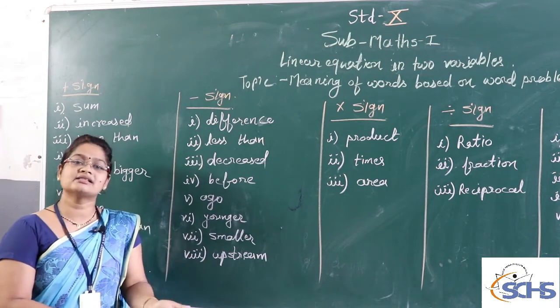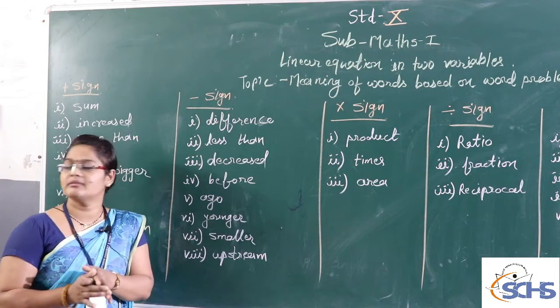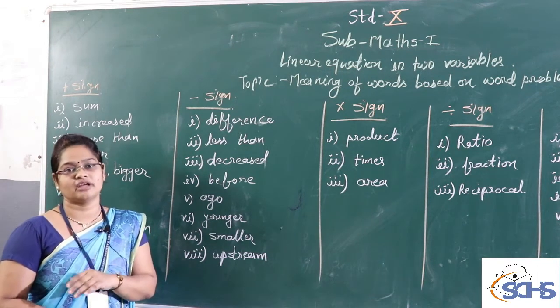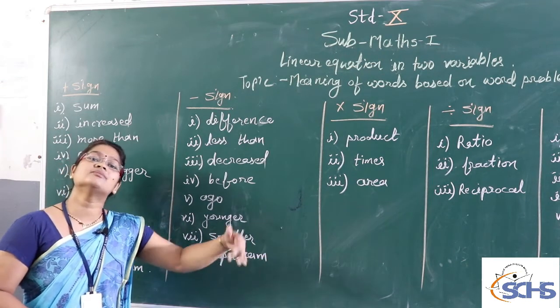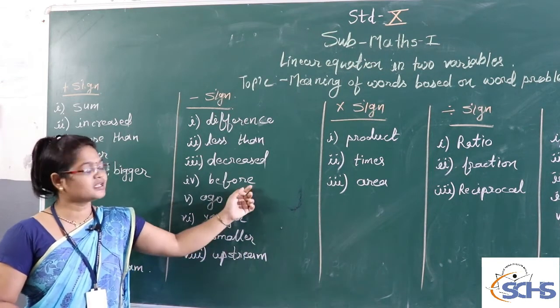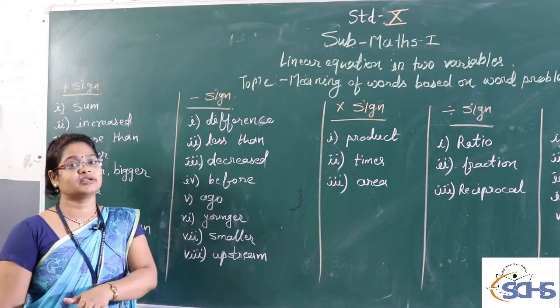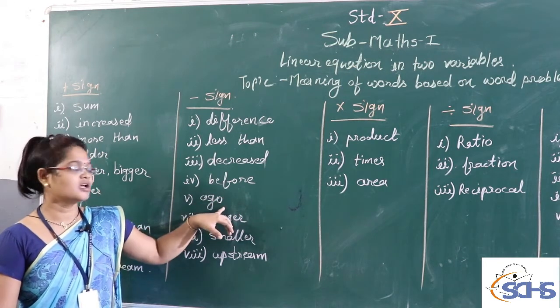Suppose the present age of Ram is x years. So before 2 years his age will be x minus 2. It means we have used minus sign here. And 2 years ago his age will be x minus 2. It means in both cases we have to use minus sign.